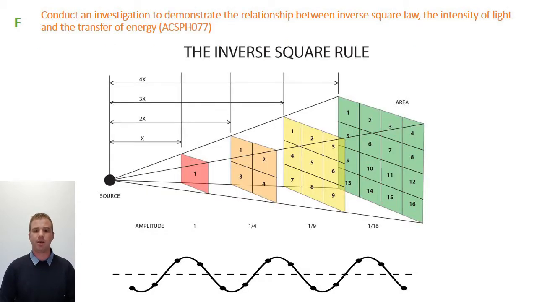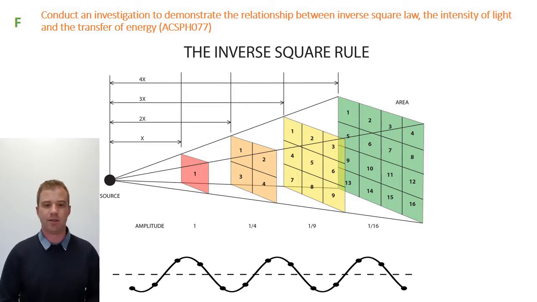In the last one, we're looking at the inverse square rule, and you can see there the different boxes are represented by the different distances away. So you've got 1, a quarter, a ninth, and a 16th. Now we'll do this prac in class as well.